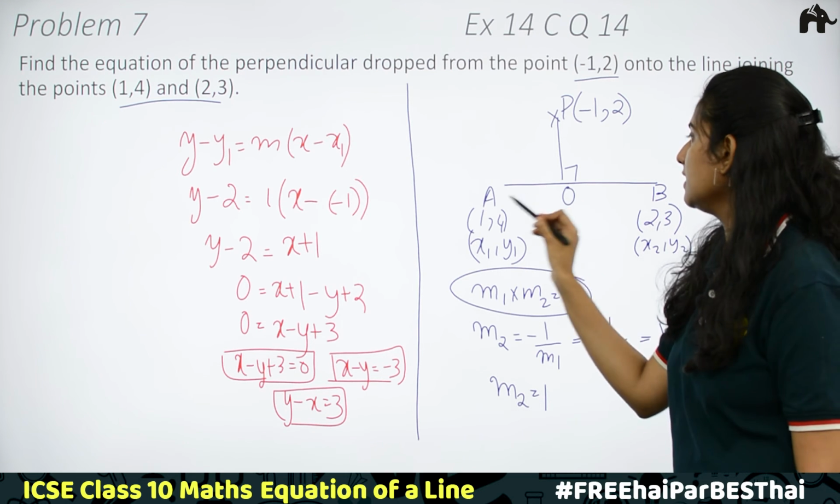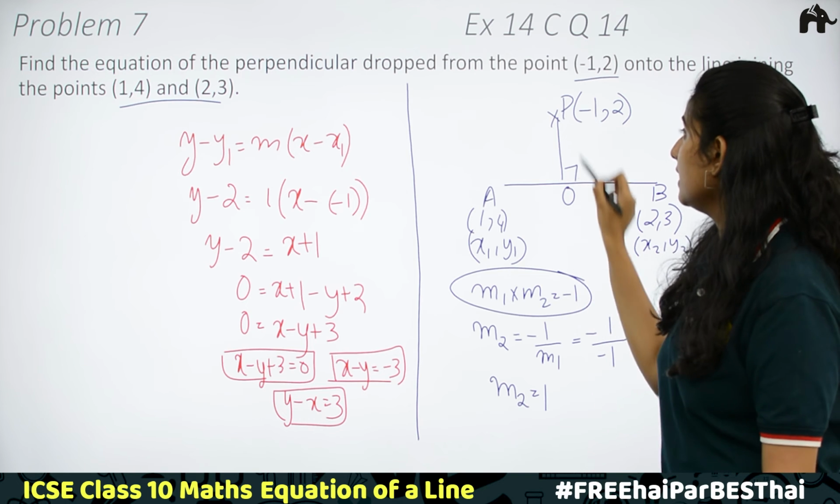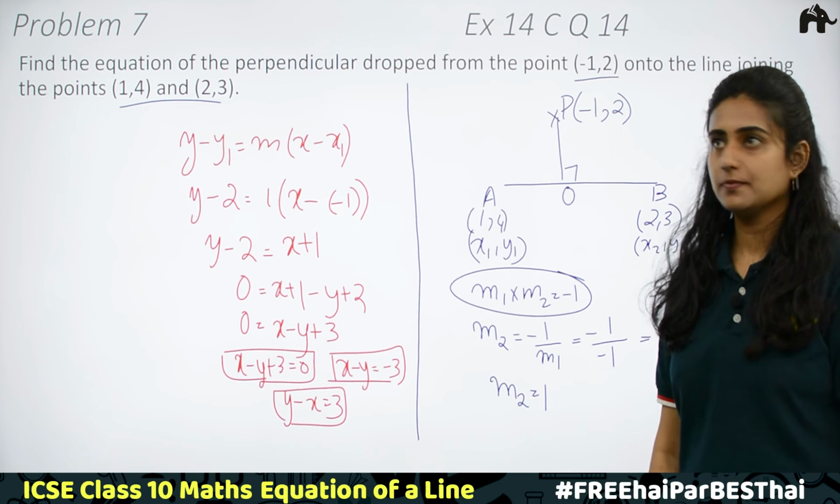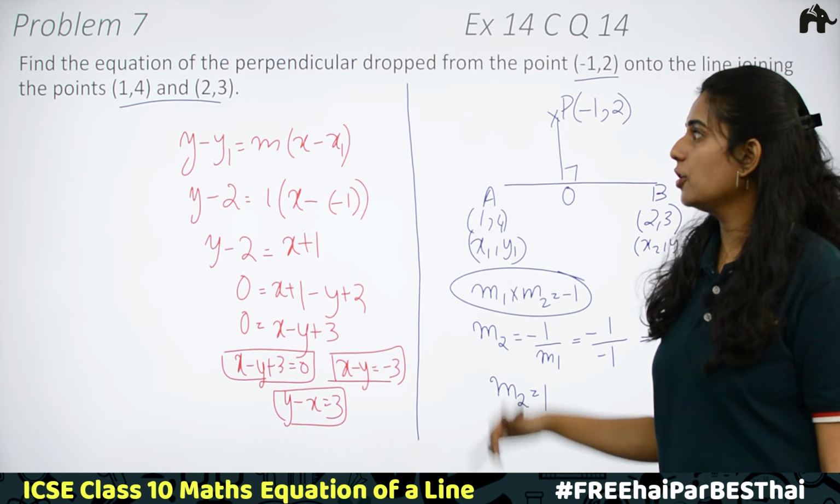Okay, first we are finding the slope of AB, from which we are finding the slope of the perpendicular, and then finding the equation of the line. Clear? Understood this? Let's move on to the next problem.